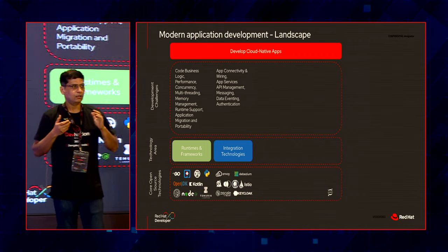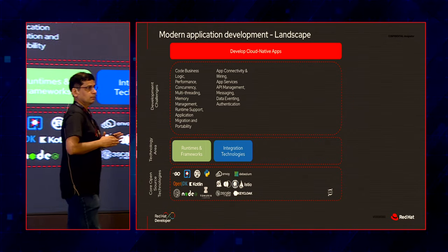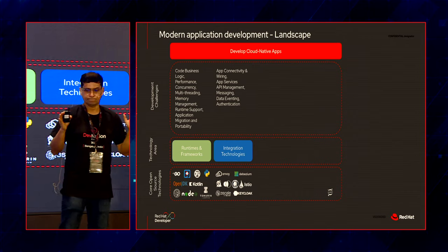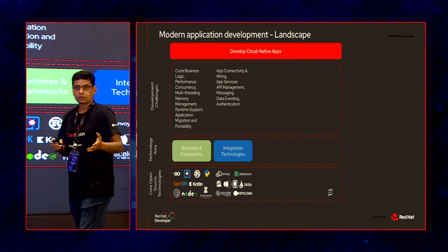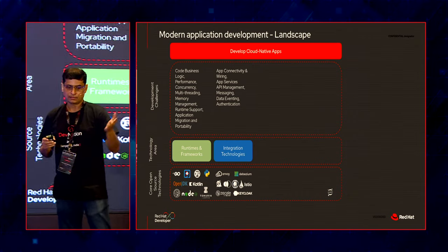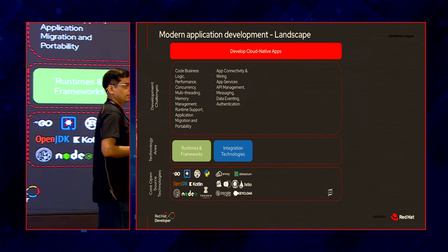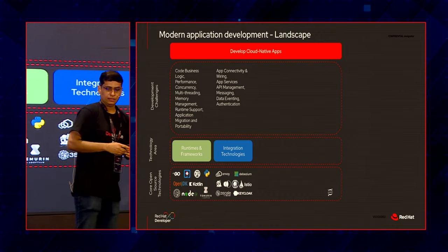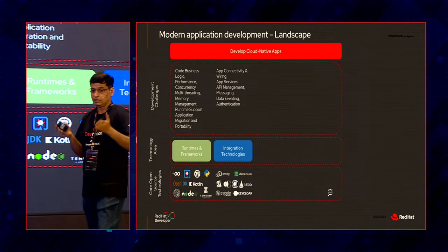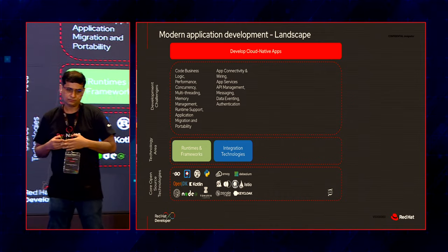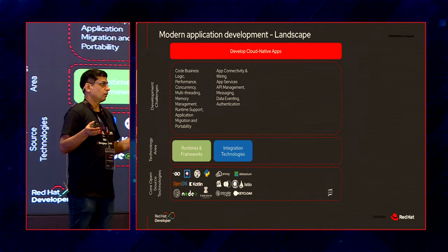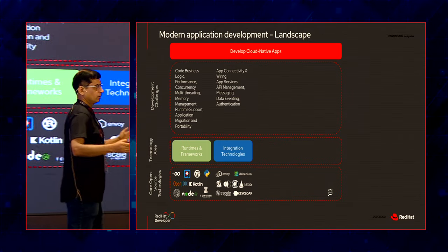And there are a lot of integration technologies available in the open source world. You have Keycloak for authentication and single sign-on. You have 3scale for API management and API gateway. You have Debezium for change data capture. And you have AMQ for messaging. Lots of technologies out there.